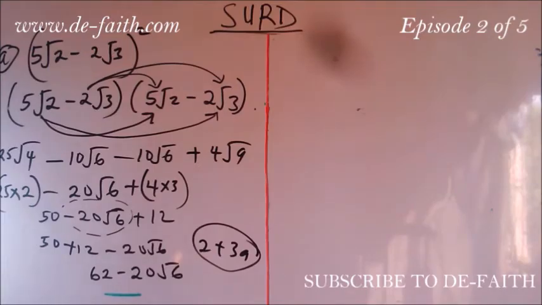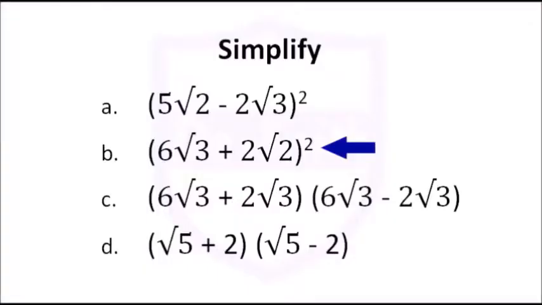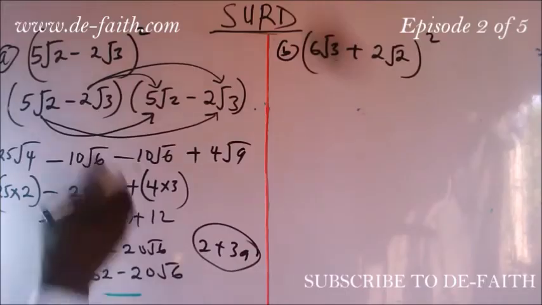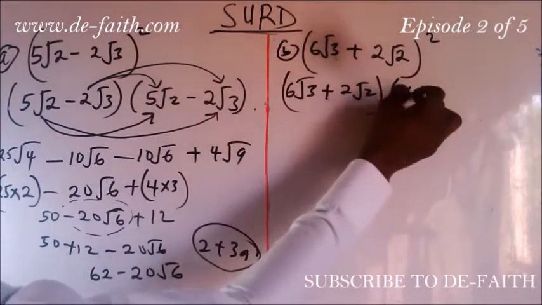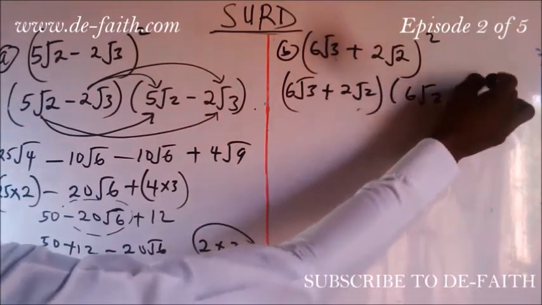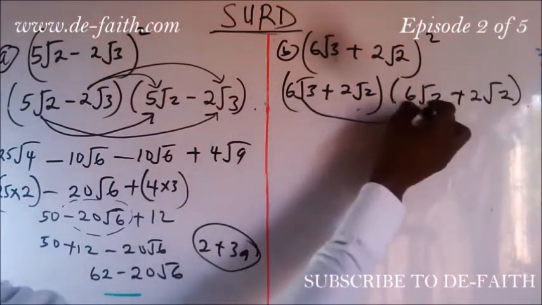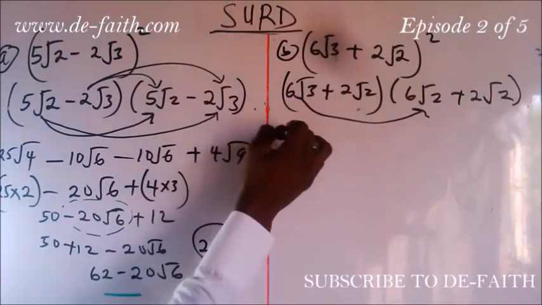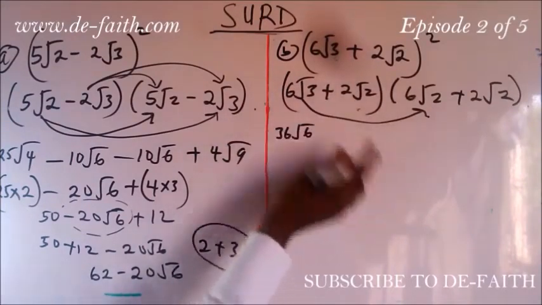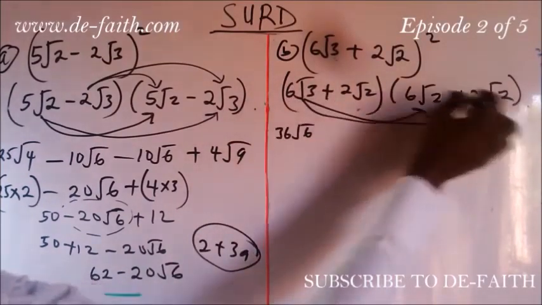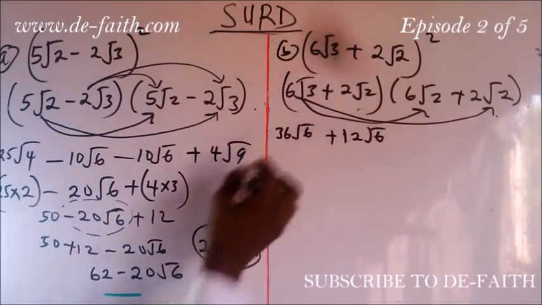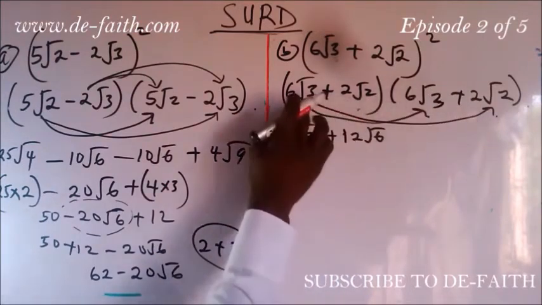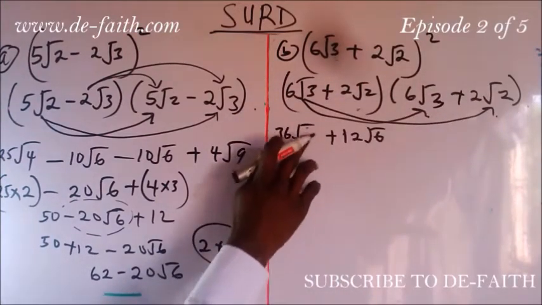Alright, so let's simplify this other one. 6 root 3 plus 2 root 2 all squared. So just as we did this, we have 6 root 3 plus 2 root 2 repeated, times 6 root 3 plus 2 root 2. So this multiplies this. That's 36, root 3 times root 3 is 3. And then this times this, that will be plus 6 times 2 is 12 root 6. Here is 3. And so 3 times 3, that gives 9.